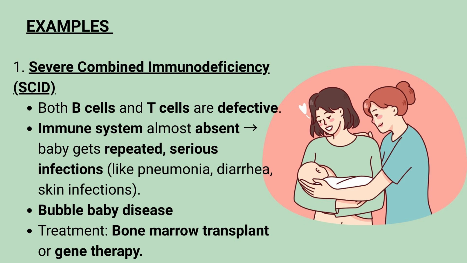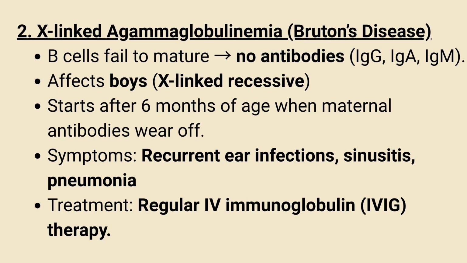Severe combined immunodeficiency or SCID. In SCID, both B cells and T cells are defective. This means the body has almost no immune defense. Babies with SCID suffer from severe repeated infections like pneumonia, diarrhea, and skin infections, often within the first few months of life. It is sometimes called bubble baby disease because affected babies must be kept in sterile environments. Bone marrow transplant or gene therapy can cure SCID.